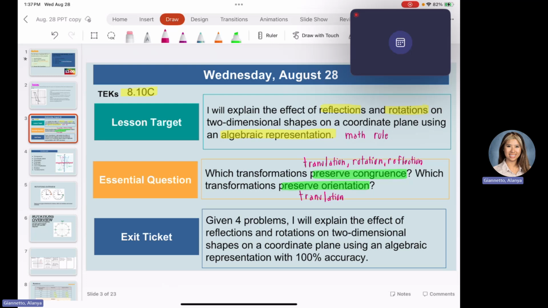In a rotation, when you're turning it, the orientation does change. The only exception is for a 360-degree rotation, because that's putting the shape in the same position. And then reflection, of course, when you're flipping a shape, the location of the letters or the vertices, some of them may change. So the only two transformations that preserve orientation are translation and dilation. Because even if you're making a shape bigger or smaller, the location or the direction of the vertices or the corners of the shape do not change.